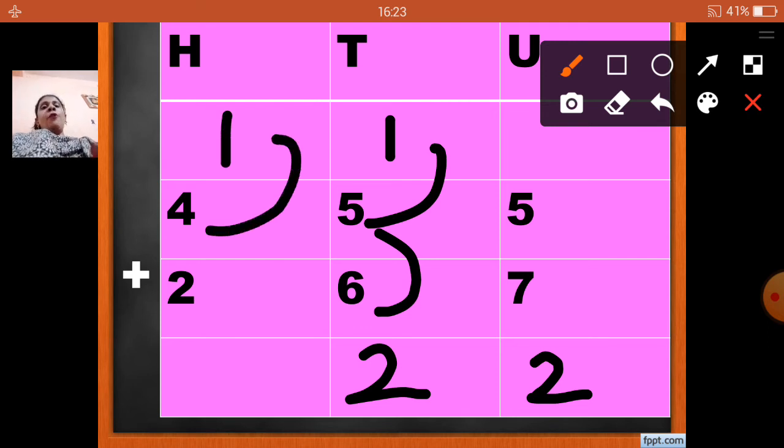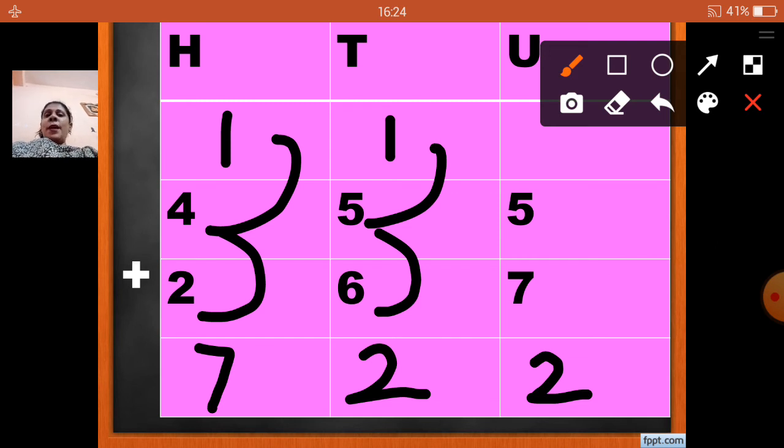Now 4 plus 1 or 1 plus 4. 5. Correct. And to that 5 add this 2. It will be 7. 4 plus 2 plus 1, that is 4 plus 1 is 5, 5 plus 2 is 7. So if I add 455 plus 267, I get my answer 722.